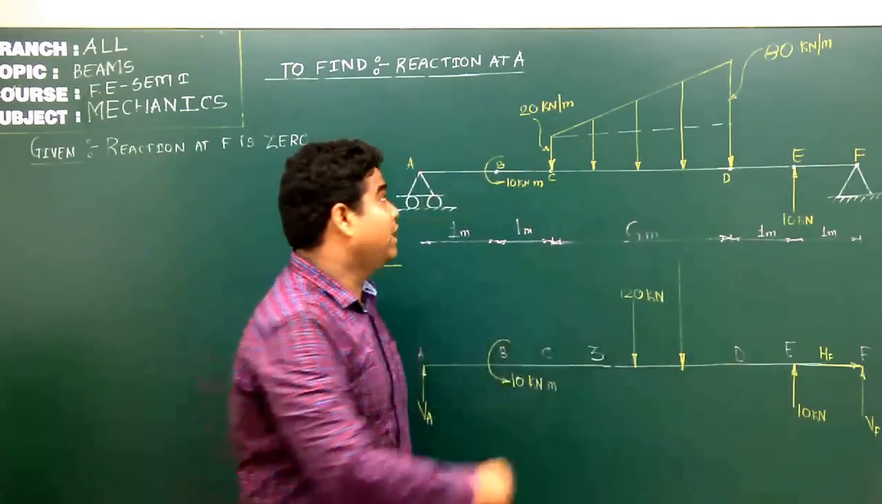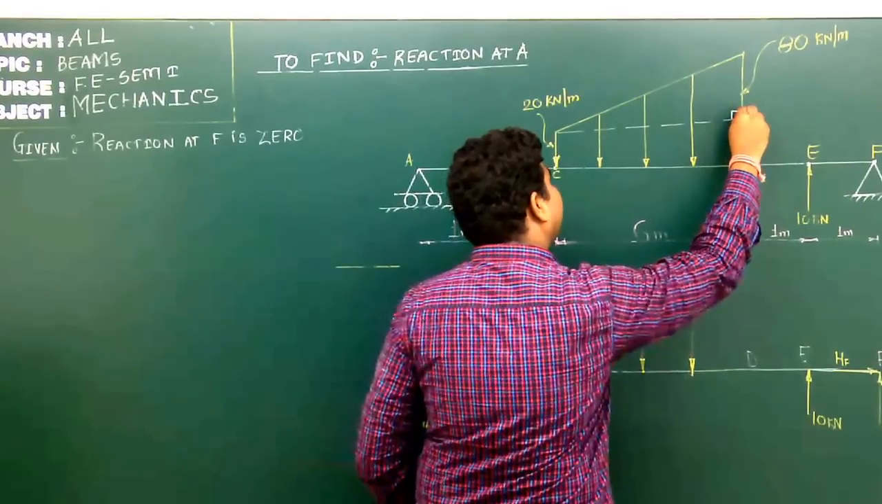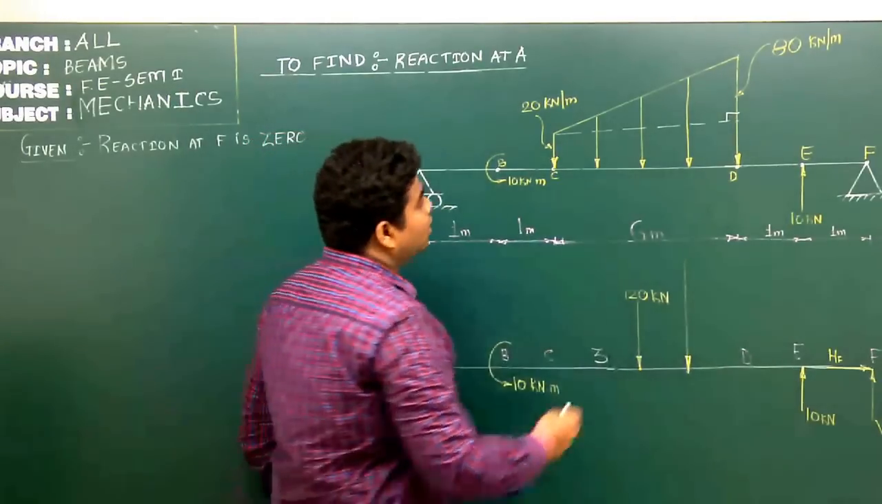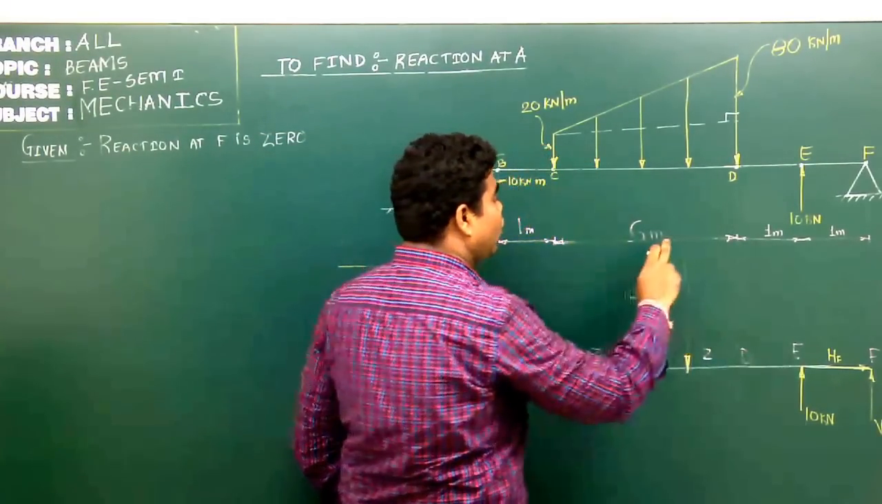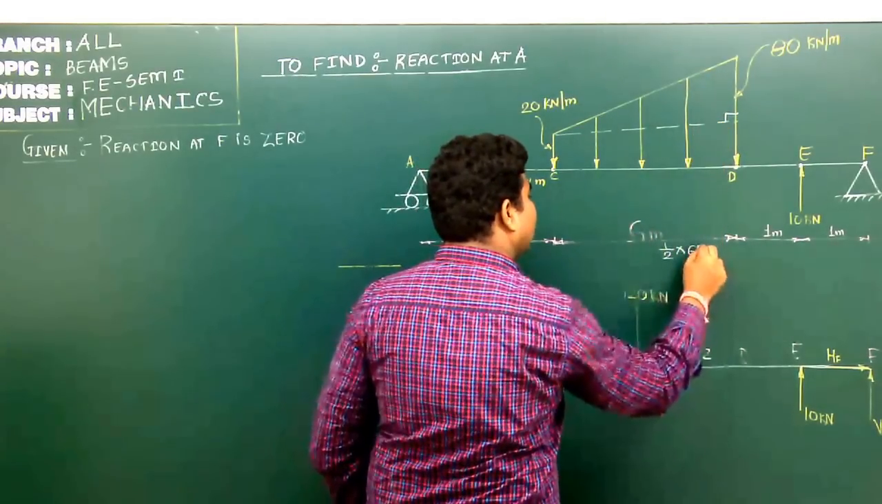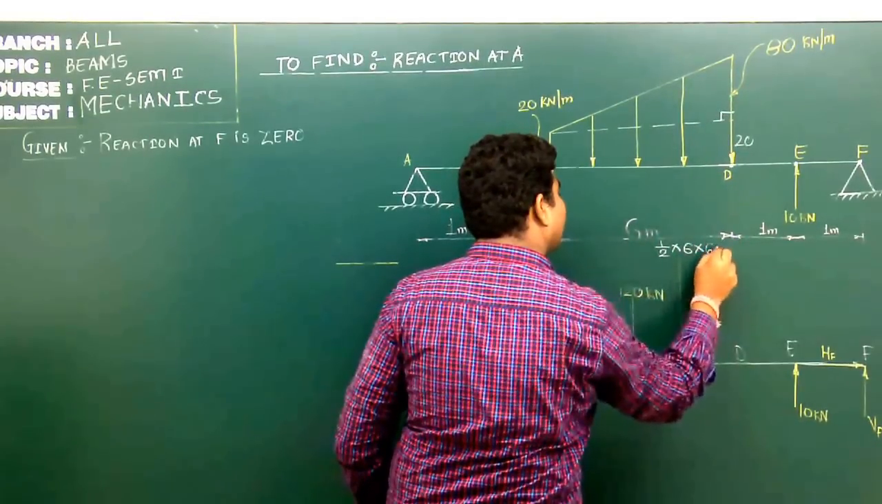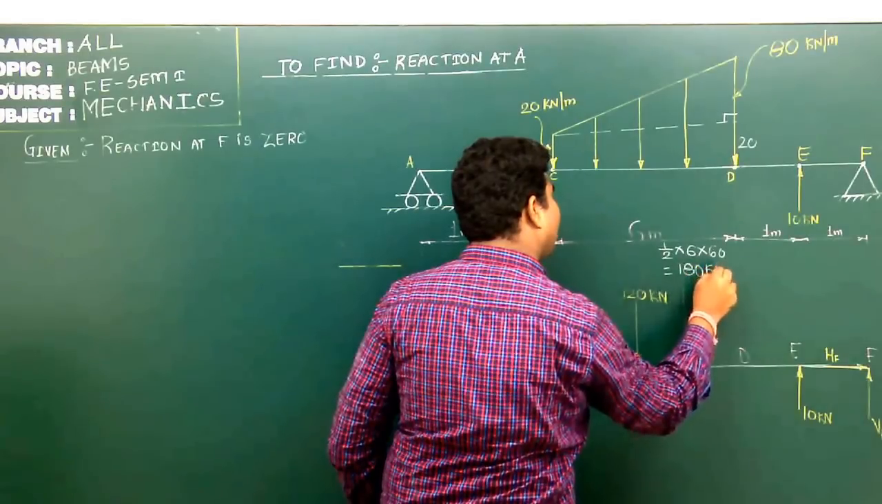D. For the triangular load, wherever it forms 90 degrees, from that point L by 3, so the length is 6, 6 by 3 is 2 meters. So 2 meters from point D, the triangular load comes. What is the area of the triangle? Half, base is 6 and height is 80 minus 20, which is 60. So it comes as 180 kilonewton.